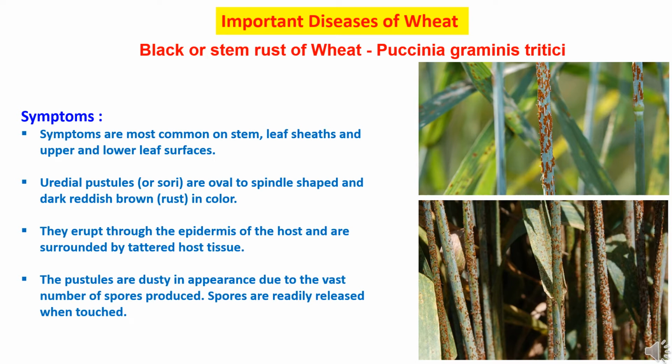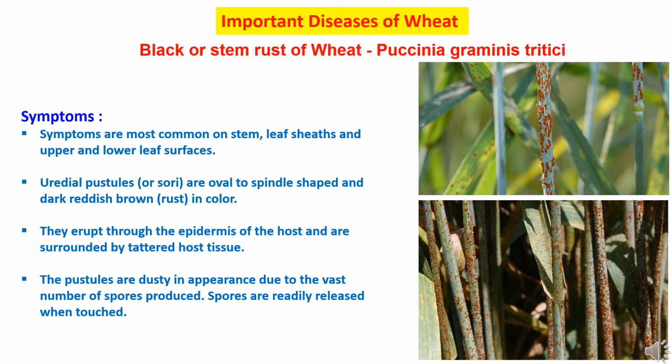Now we will study the diseases of wheat crop. First disease is black or stem rust of wheat, which is caused by Puccinia graminis tritici. In symptoms, the symptoms are produced on almost all aerial parts of the wheat plant, but these are most common on stem, leaf sheaths, and upper and lower leaf surfaces.